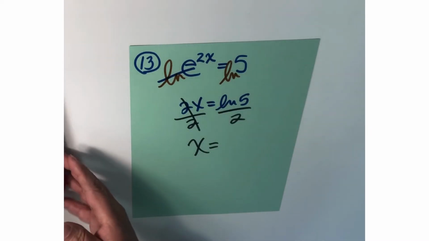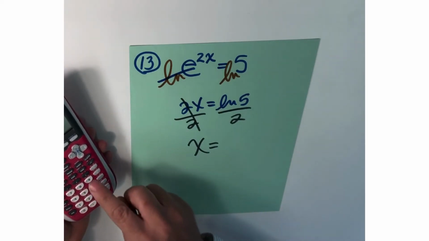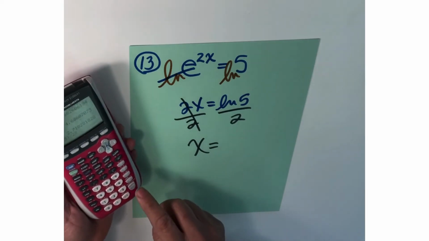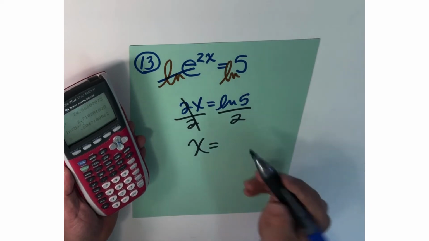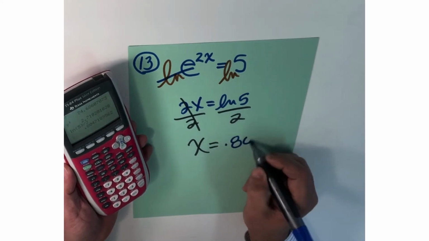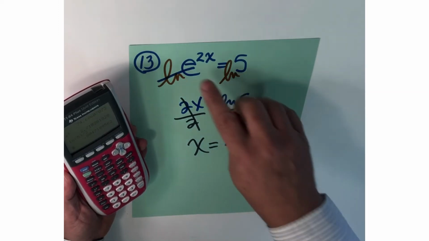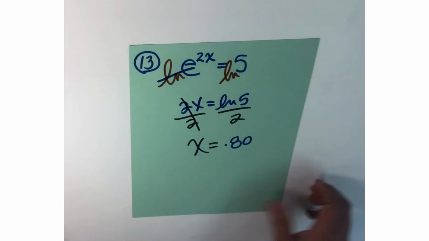How do you do this, you ask? You simply go over to ln of 5, close the parentheses, and then divide by 2. And when you divide by 2 and you press enter, you're going to get, to 2 decimal places, 0.80. And there you are. If you were to go back and put e to the 2 times 0.80, you would get 5. Okay, that is the exponential.